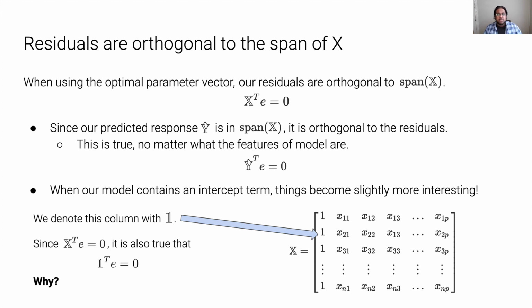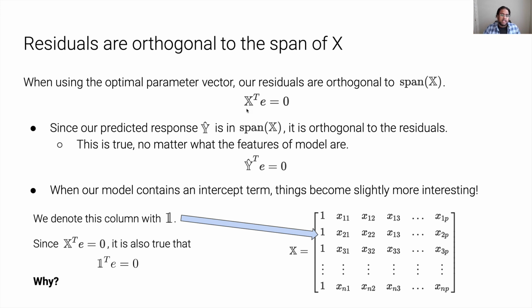Let's look at residuals from the perspective of the geometric derivation that we just walked through. When we were determining our optimal model parameter theta hat, we stated that it satisfied the property that the residual vector was orthogonal to the span of x. The way we denoted that was by saying the product of x's transpose and the residual vector was 0. One property that follows is that since the predicted response vector y hat, which is just x times theta hat, is in the span of x, it's also orthogonal to the residuals. And so the dot product of y hat and e is 0.